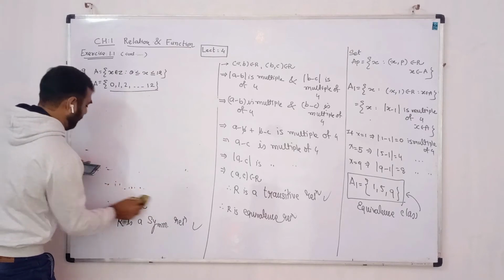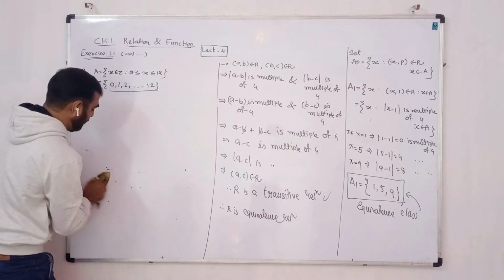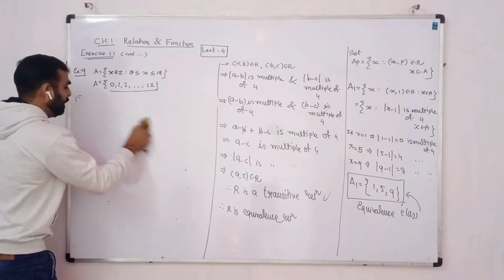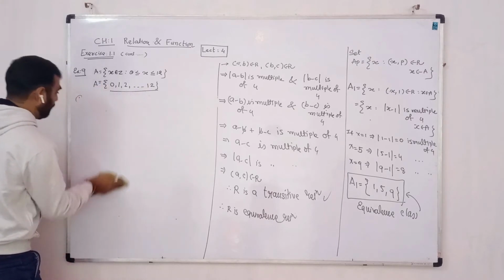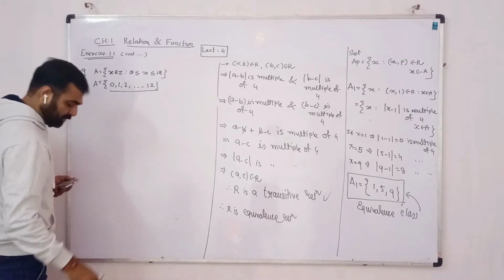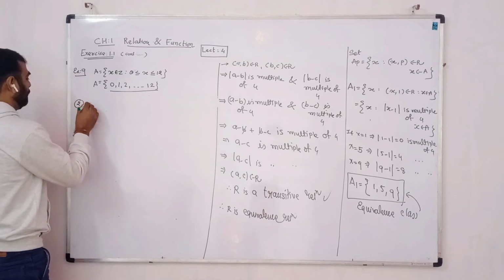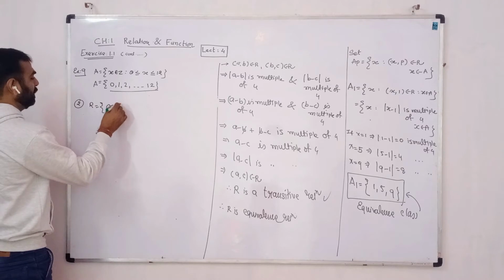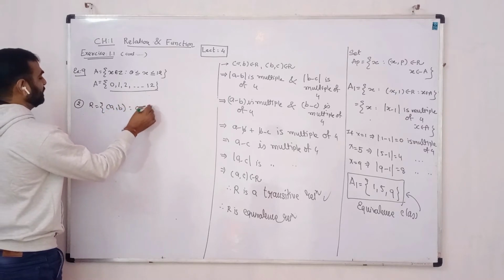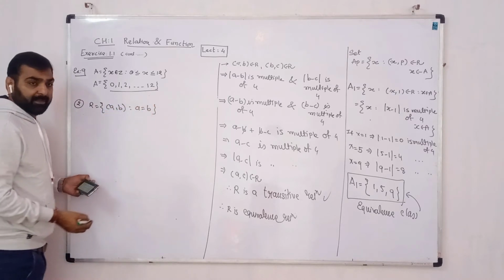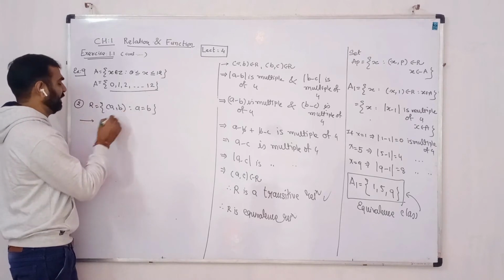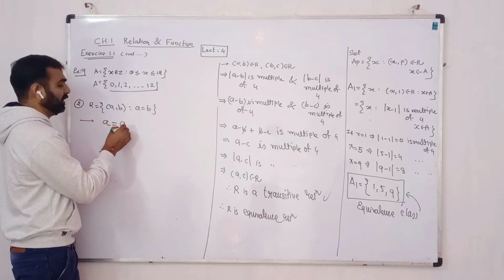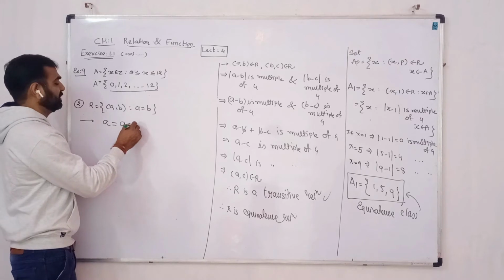In the second part, what is given? It is capital R is equal to (A, B) where A is equal to B. A simple question is given here. So now for reflexive, what will we do? A is equal to A, yes we can say, which is always true.